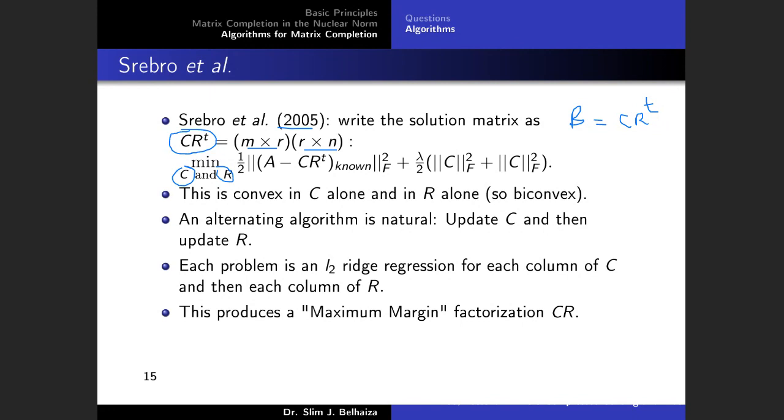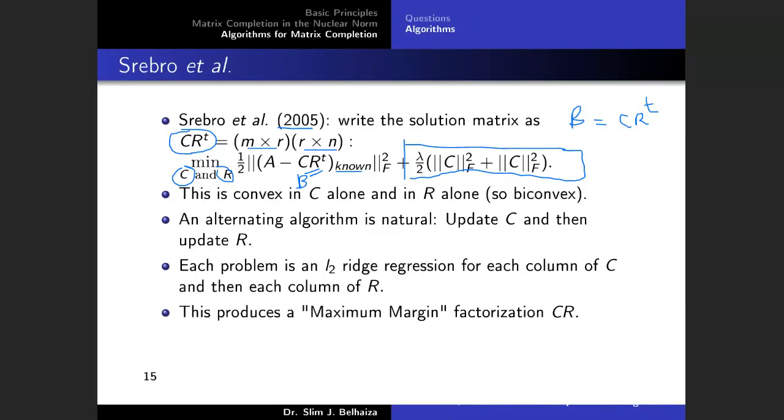What is the objective? There are 2 main parts. Forget about the part in the box right now. Let's focus on the first part. The first part is exactly the same one as used by Mazumder et al., which is A minus CR^T. This is like B on the known part, and you are working on minimizing the norm squared, or the Frobenius norm squared, between them on the known parts.